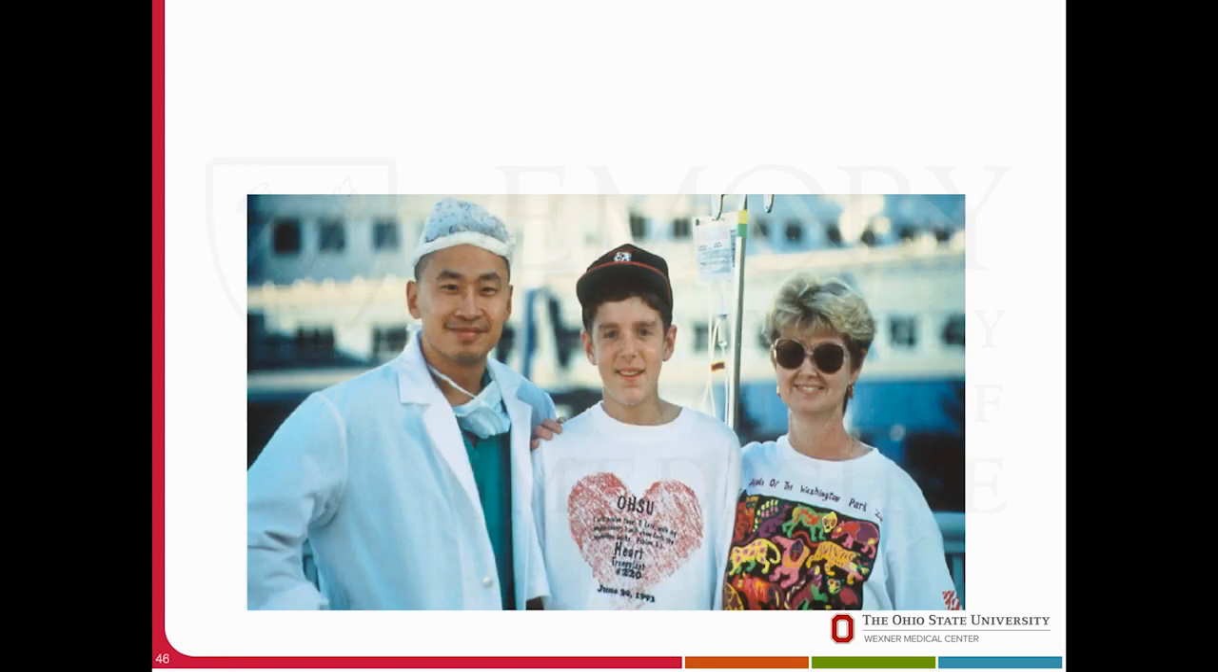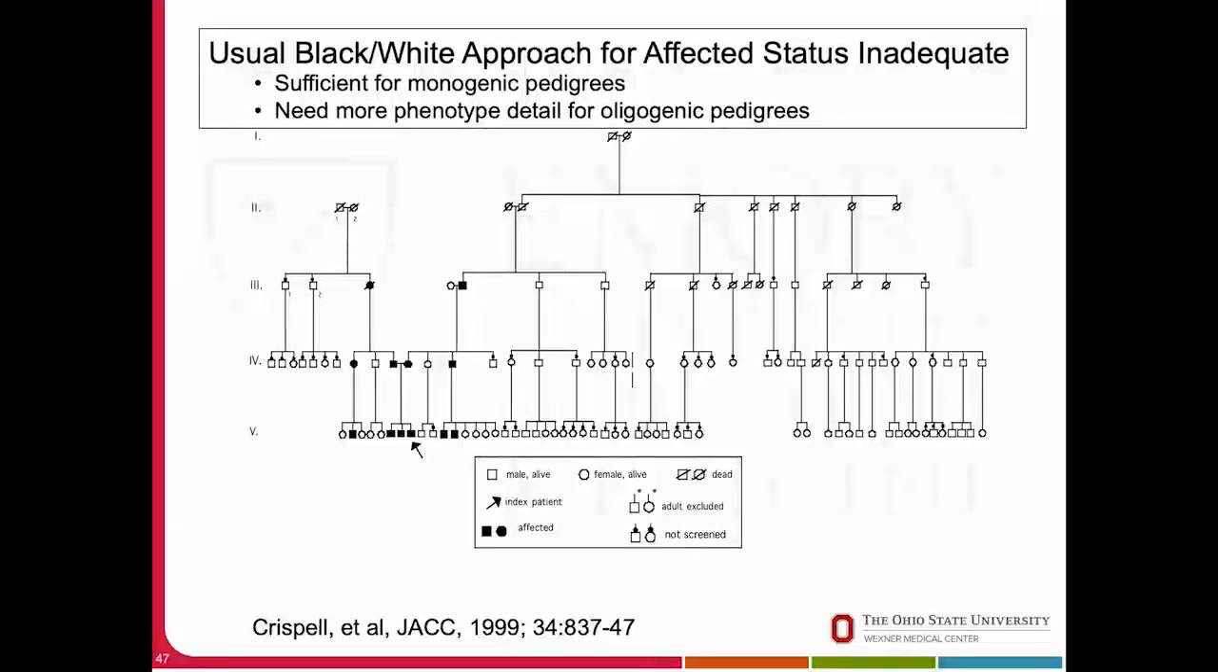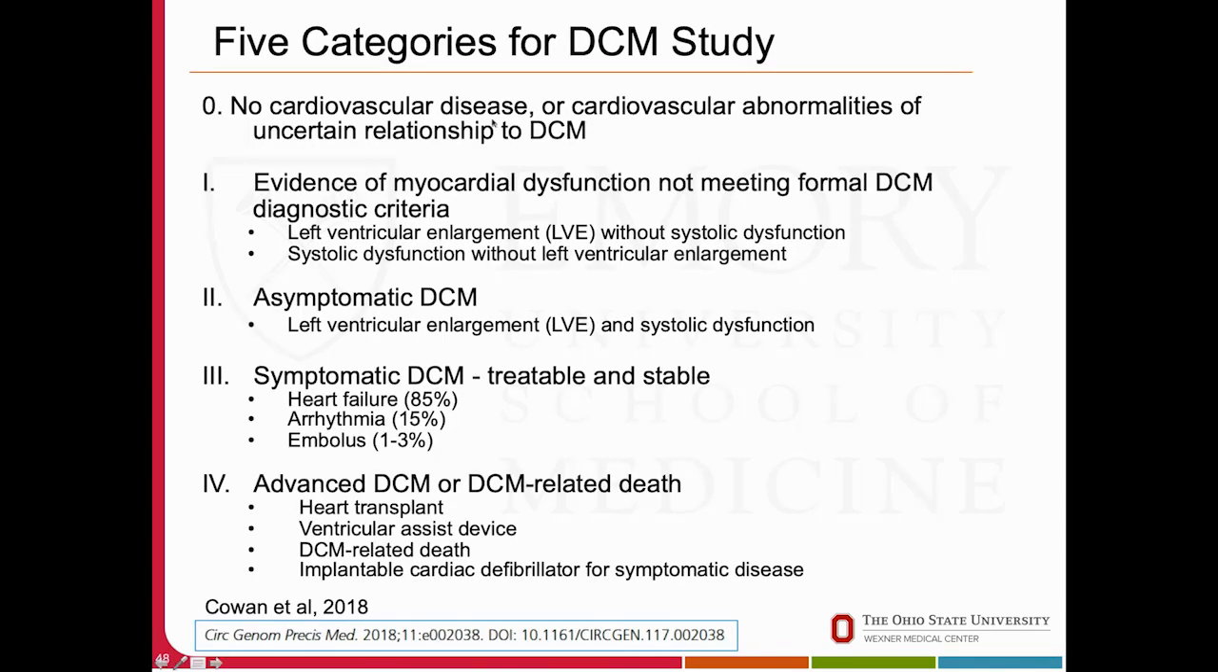I've told you the story of David. Let's come back to a real story. And again, I showed you this from 1999, this black and white pedigree, and this usual black and white approach is insufficient when you get to beyond monogenic pedigrees. So we devised 5 categories for DCM study, ranging from 0 to 4: no cardiovascular disease; myocardial dysfunction, but not meeting formal DCM diagnostic criteria, this is grade 1; asymptomatic DCM; symptomatic DCM; and then advanced DCM or DCM-related death. Those have been published last year.